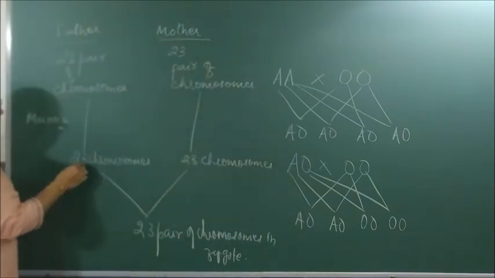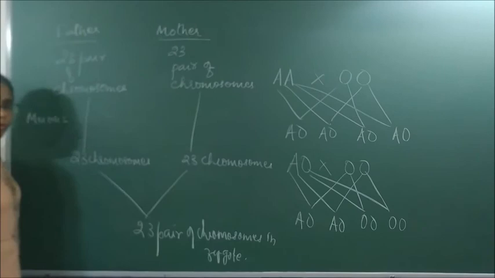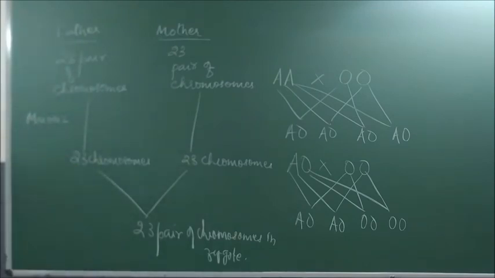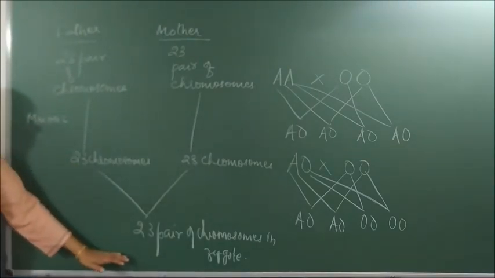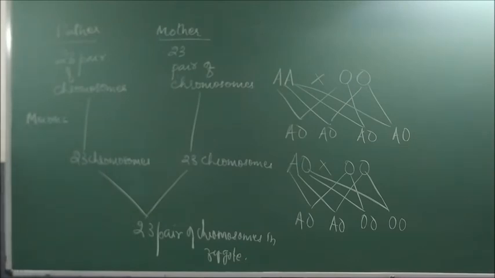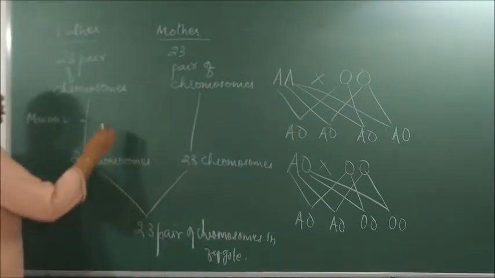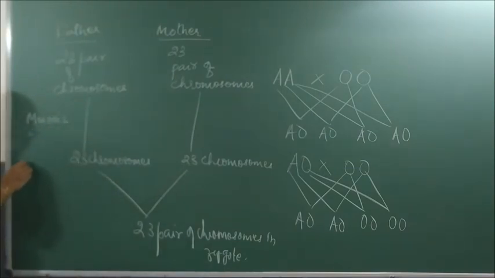So when you have reduction division, you only have 23 chromosomes, equal content. And then this will again become what? 23 pairs of chromosomes. I have taught you like this; somebody else can even teach you like this. We see here 2n number of chromosomes, 2n number of chromosomes. On reduction it will become n and n. And finally it will again become 2n number of chromosomes. This is also correct.